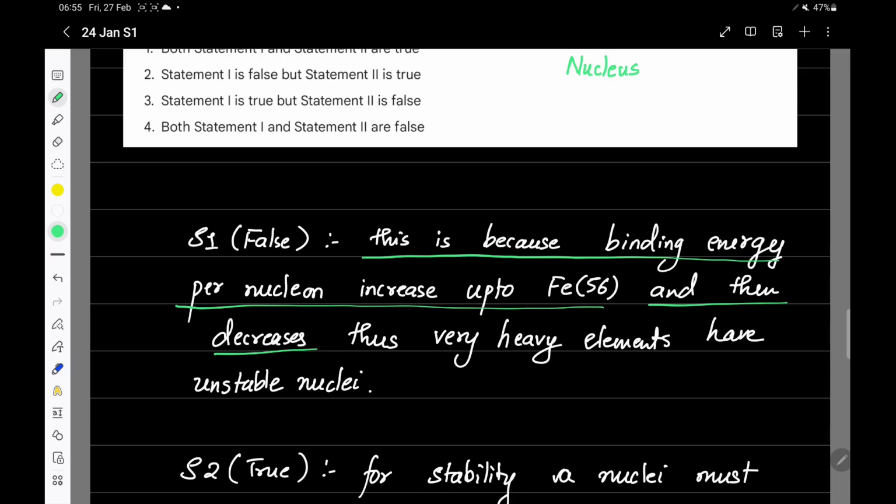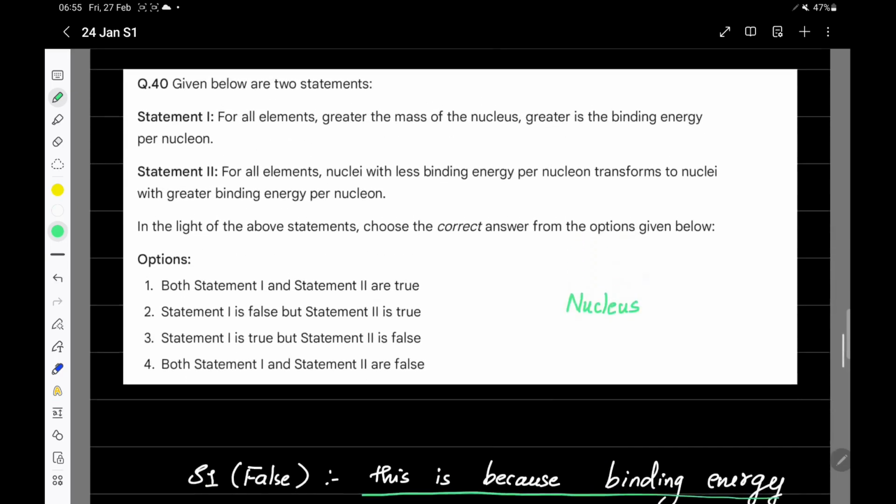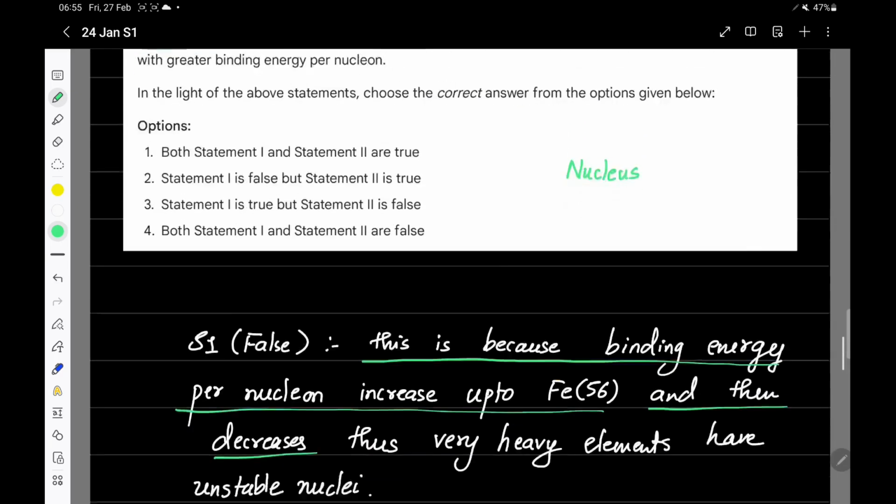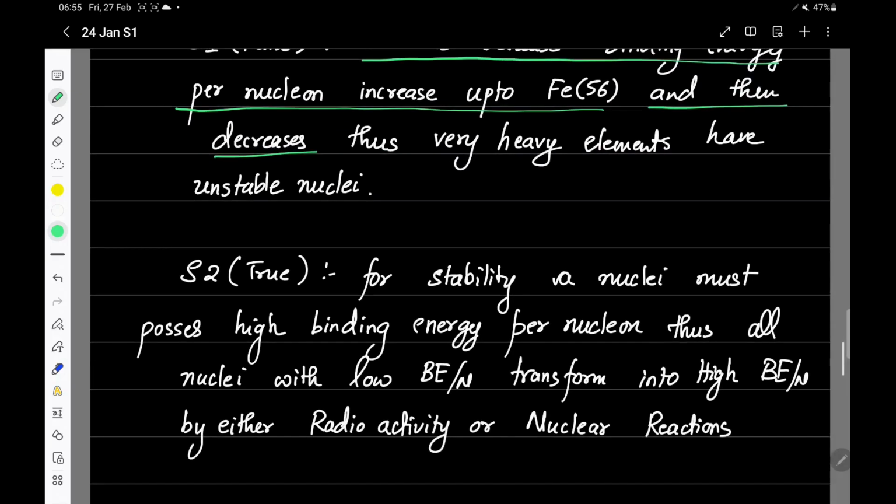Heavier nuclei will actually be unstable because they'll have lesser binding energy per nucleon. So it doesn't just keep on increasing, it increases, peaks out, and then decreases. Statement 2 on the other hand is true. Every element wants to have higher binding energy per nucleon because binding energy per nucleon causes stability.